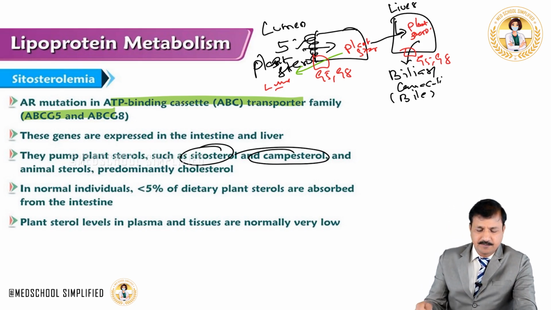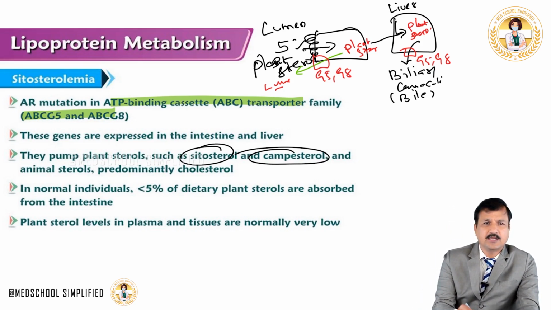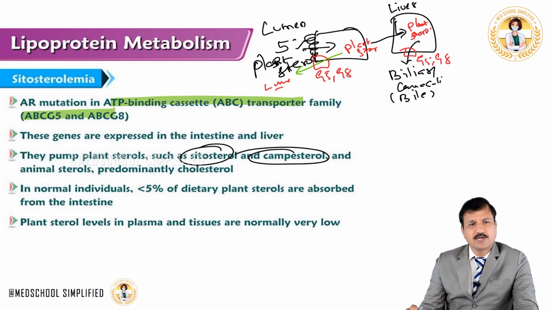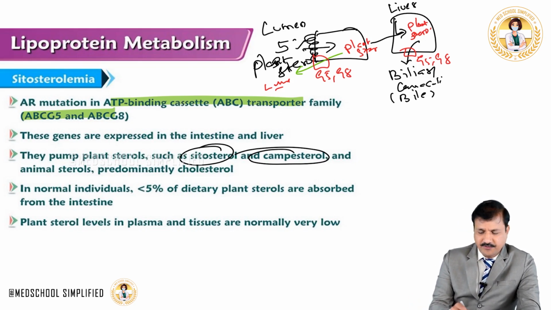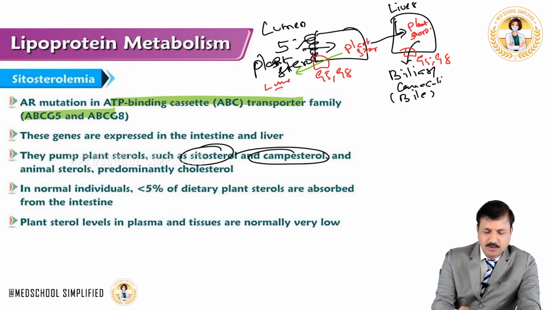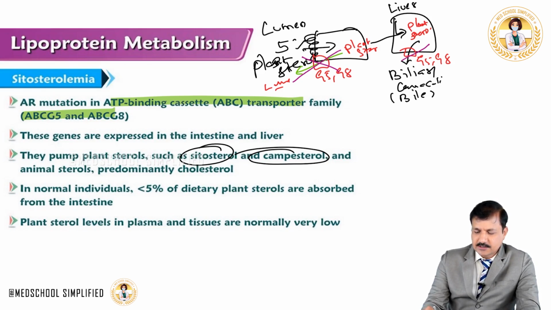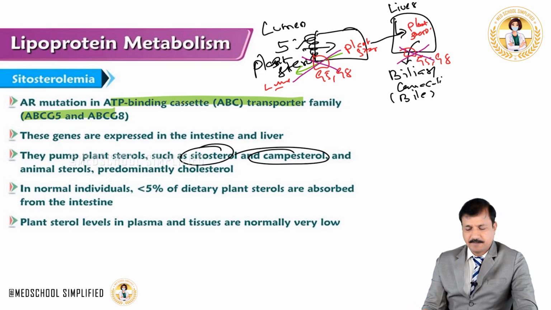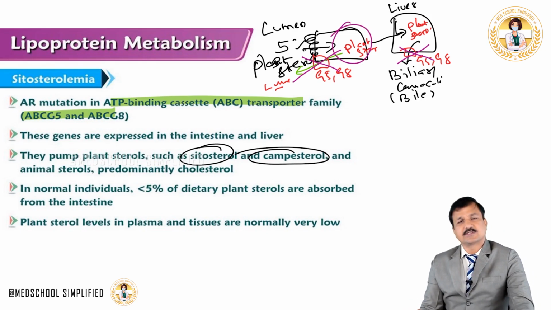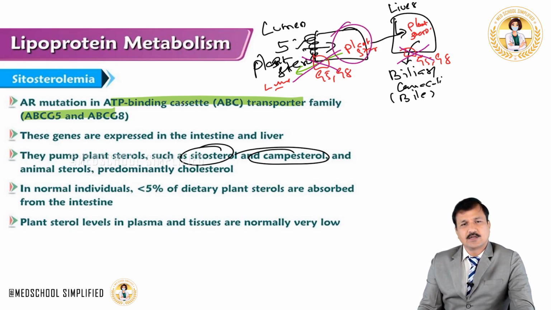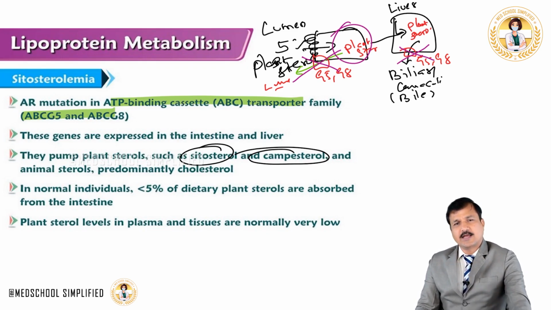Now let's get into the abnormality. The abnormality here is whenever there is a mutation in this ABCG5 and G8 transporter, I'm going to block it now. The ABCG5 transporter is not working in the intestine, and it is not working in the liver. So what will happen? The plant sterol gains access into the enterocyte, even if it is 5%. And then plant sterol gains access to the liver.